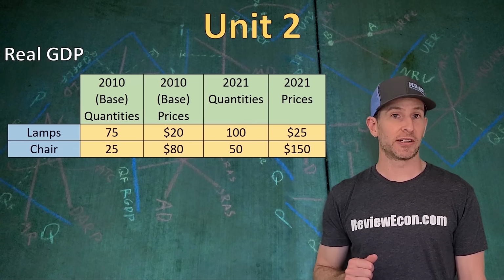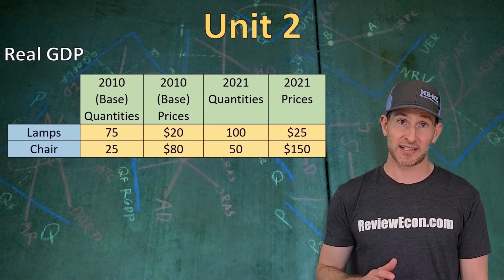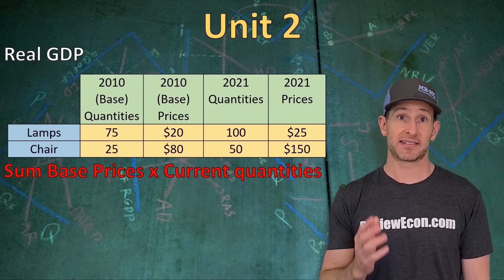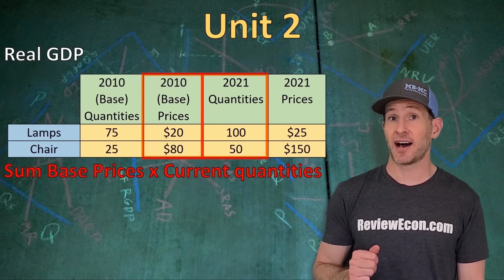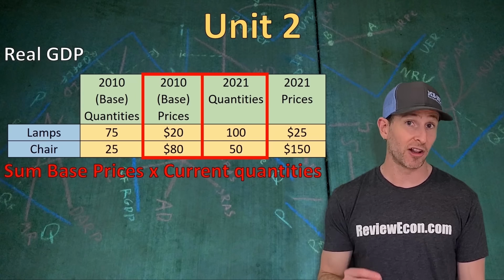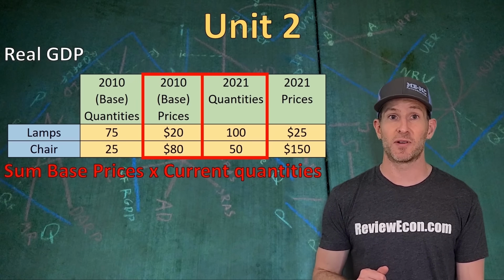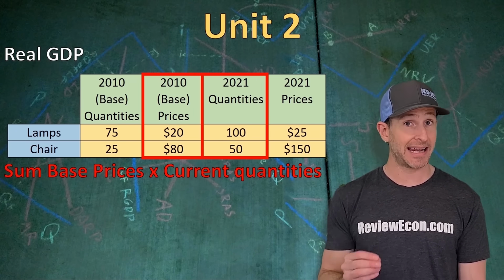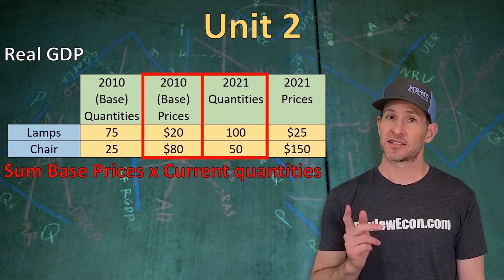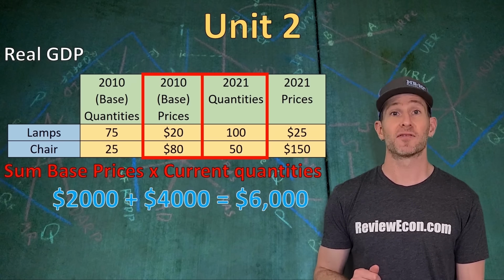Now calculating real GDP is almost identical, but this time instead of using the 2021 prices, we will use the 2010 prices. That's the base year. So we're going to take the 100 lamps that were produced in 2021 and multiply that by the $20 price from 2010. Then we're going to take the 50 chairs that were produced in 2021, multiply that by the $80 price from 2010, sum it all up, and that gives us $6,000 worth of real GDP for 2021.